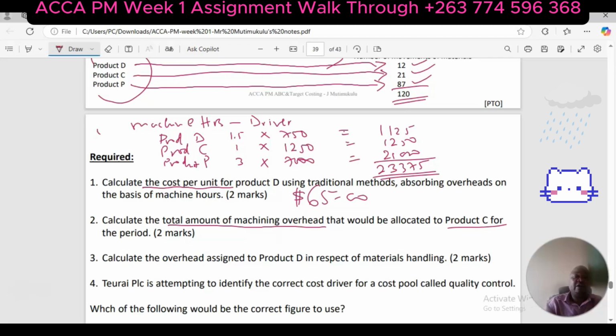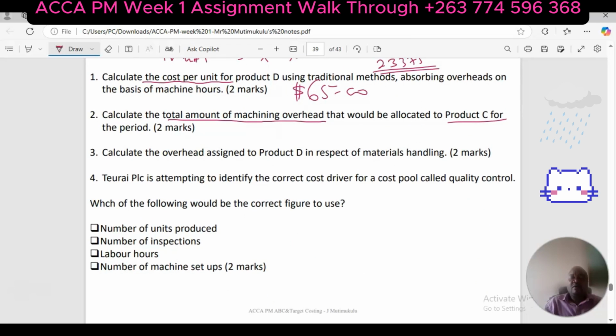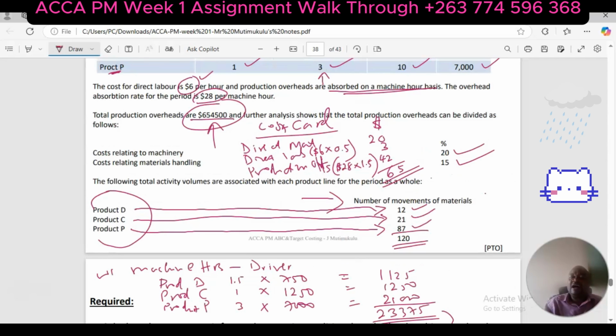We can call this working number 1. The total number of hours used by the cost driver is the level of activity of this cost driver. Let me clean up the mess here.